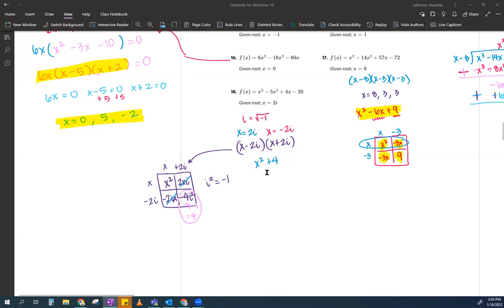So now you're thinking, okay, Ms. Johnson, I'm still looking for my third root. Good. So what can I do if I know that this is a factor, and this is my polynomial? What could I do? Yeah, I could just divide. So now I'm going to do long division on this. Ms. Johnson, it looks weird because you're going to divide by an x squared. I know it's going to look weird, but it's going to act exactly the same. So x squared plus 4, I'm going to divide that into x cubed minus 5x squared plus 4x minus 20.